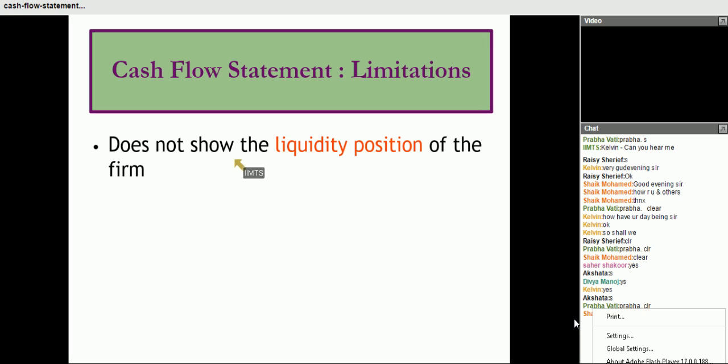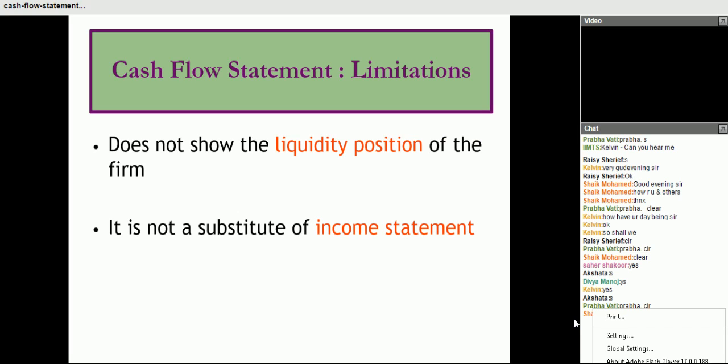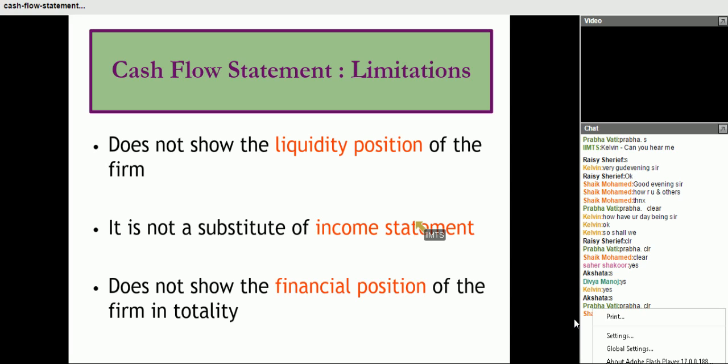Limitations of cash flow statement. It does not show the liquidity position of the firm. It is not a substitute for the income statement. The income statement shows the full liquidity position of the firm. It does not show the financial position of the firm in totality.